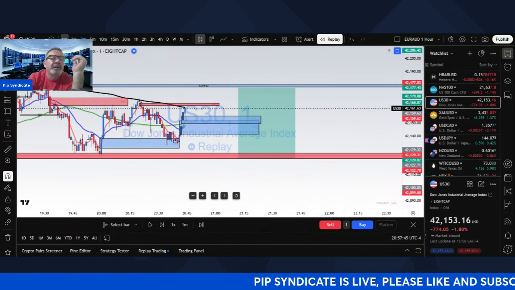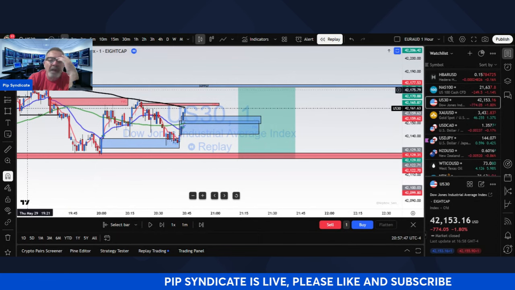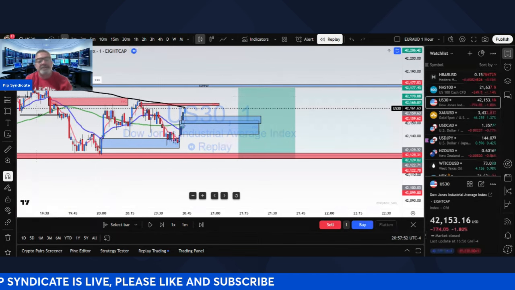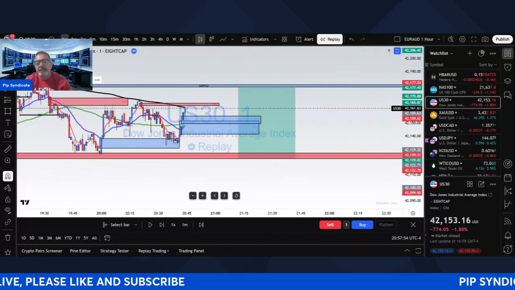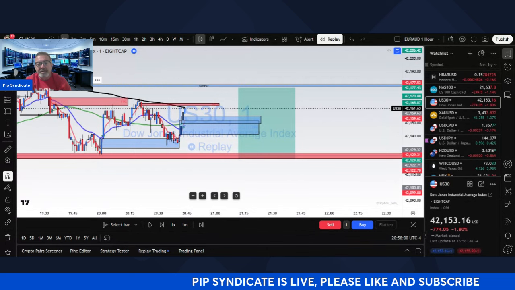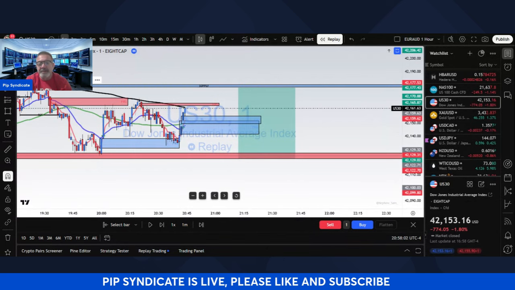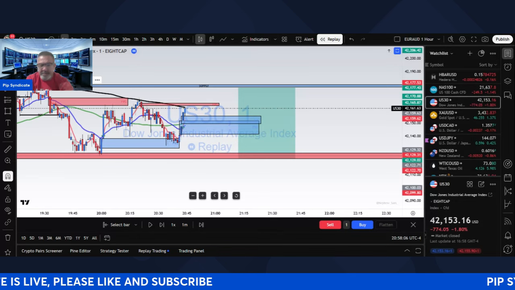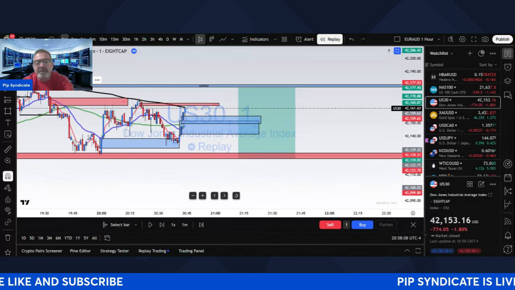Okay, let me go over the indicators first. I use 2 main indicators. The first one is called Fluid Trades SMC Lite. Now this is the light version, I guess, the free version. That's the one I use. There is a paid version. I am not an affiliate and I don't use the paid version, so I don't know exactly what's in it, but the light version is really all you need, man.